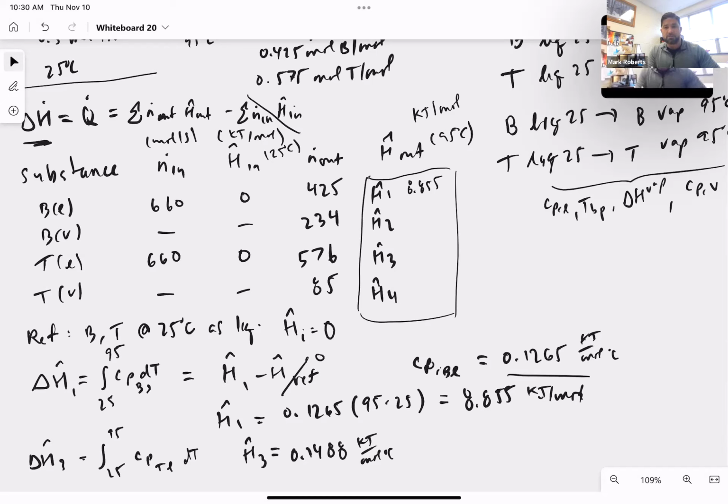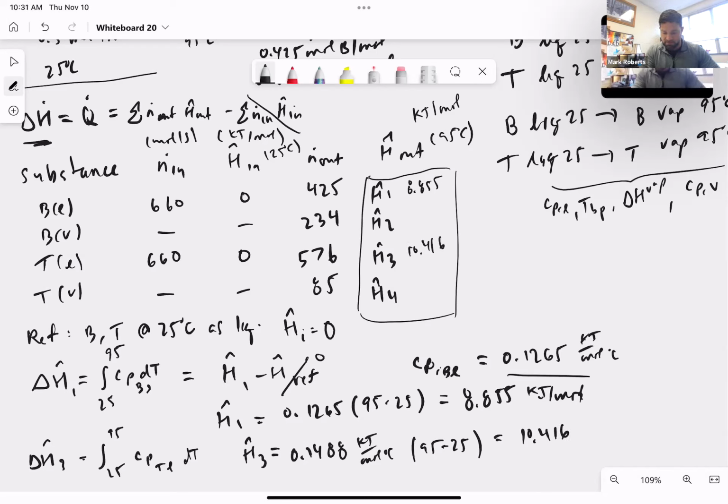Again, I dropped the temperature dependent term because I'm just going to assume the heat capacity of the liquid is fairly independent of temperature. Again, I may lose some accuracy for this. Let me go ahead and do this right. So it's again Cp delta T. So I have H3 equals Cp times 95 minus 25. And if I do that, I'm going to get 10.416 kilojoules per mole. Okay, I got those two values.